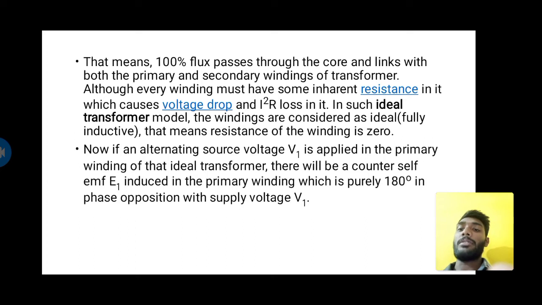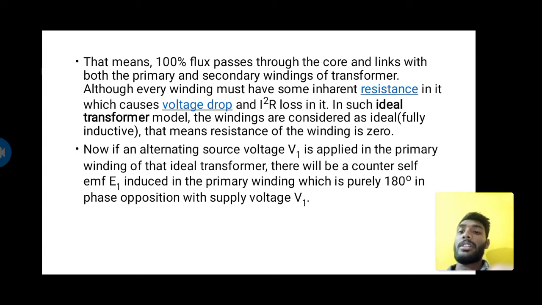Although every winding must have some inherent resistance, which causes voltage drop and I squared R losses in it, in such an ideal transformer model the windings are considered ideal, fully inductive. That means the resistance of the winding is zero.